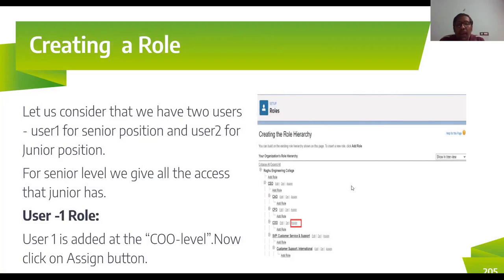Let us consider that we have two users, user 1 for senior position and user 2 for junior position. For the senior level, whatever access the junior has, the same access will be given to the senior also. Now user 1 is added to the COO level. Now under CEO, click on the Assign button.